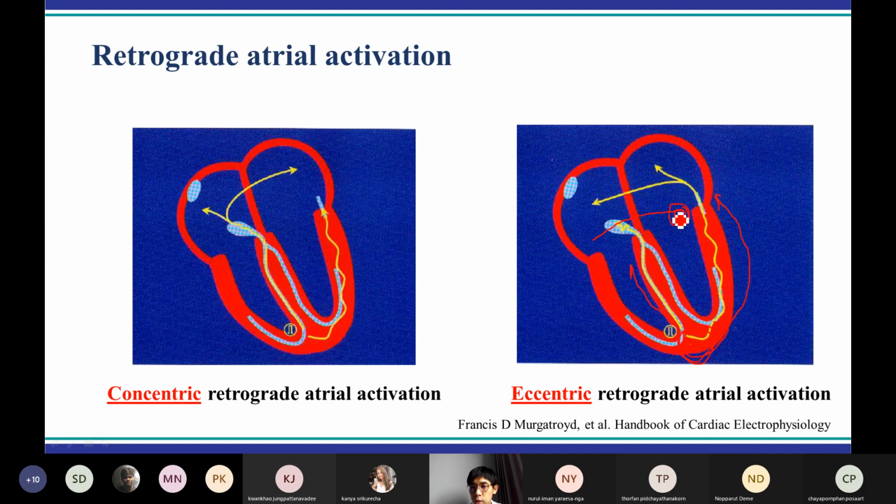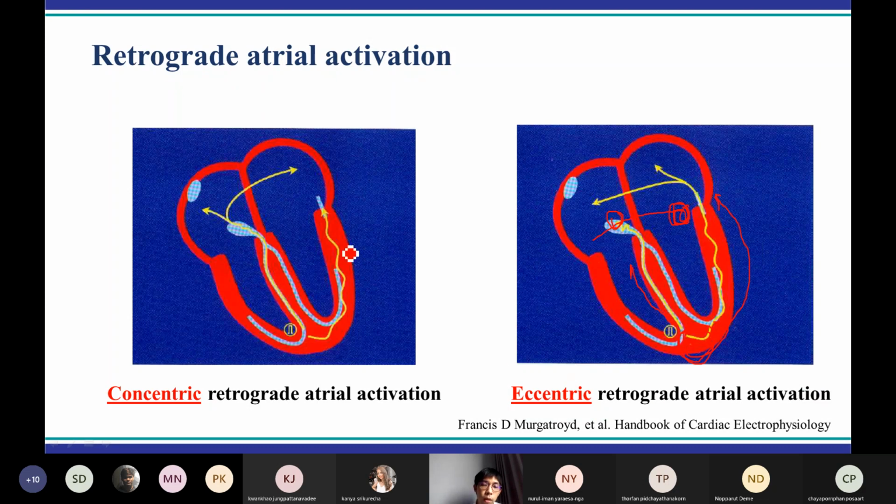This one is CS1 and 2, and CS proximal is in here. So the CS catheter 1 and 2 would be the earliest retrograde atrial activation. So it would likely result in an eccentric retrograde atrial activation.